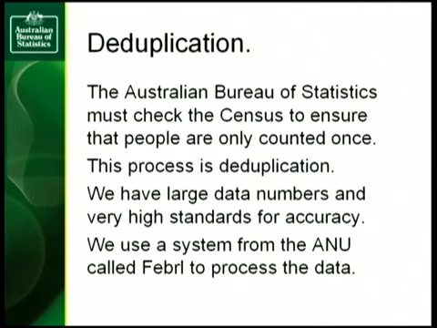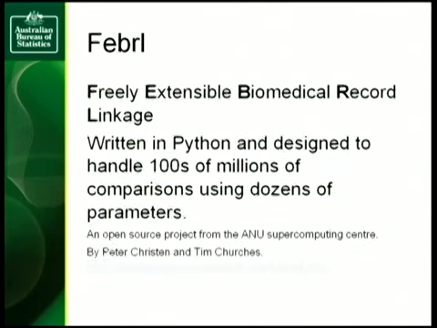The Australian Bureau of Statistics must check the census to ensure that people are only counted once, and this process is called deduplication. We have large data numbers and we have very high standards for accuracy. So we use a system from the ANU called Febrile to process the data. So let's have a look.